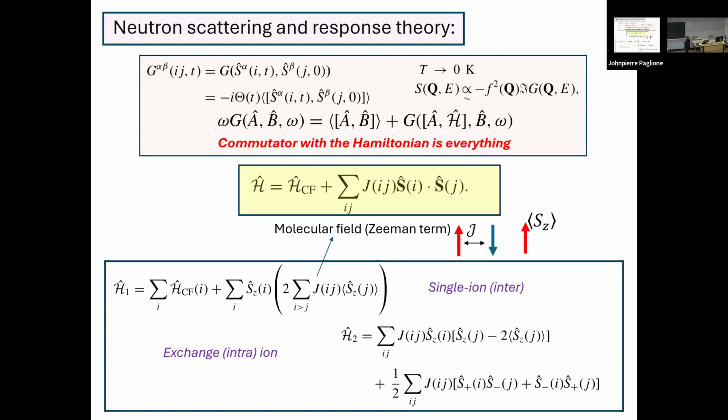So the nice thing here is that if you give me the Hamiltonian, I can then calculate what the neutron response is. And our Hamiltonian is going to look something like this. It's going to have the single ion part, which I've called the crystal field. So that's the electrostatic part, the term I was talking about previously, plus an interaction, some exchange constant between 2 neighboring spins here.